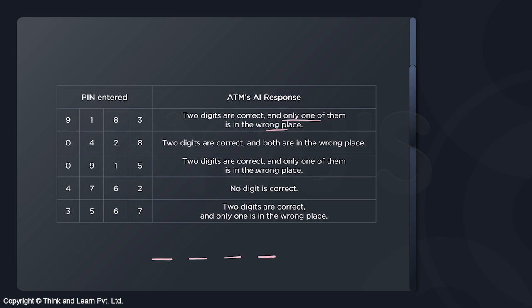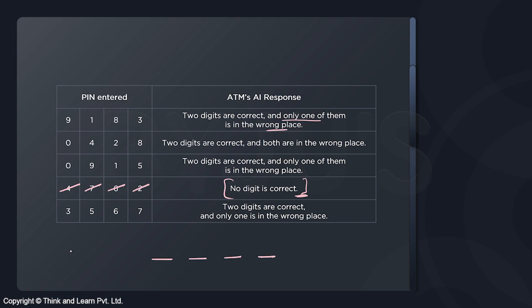Where should I start with? I see the fourth case says no digit is correct. This is the easiest way for me. Why? In all the other cases, he's saying two are correct, two are correct. So when two are correct, which two are correct, I do not know. But when none is correct, I definitely know that all of them are wrong. So 4762, none of them is correct. That means all of 4762 are wrong. That means my actual pin does not contain 4762.